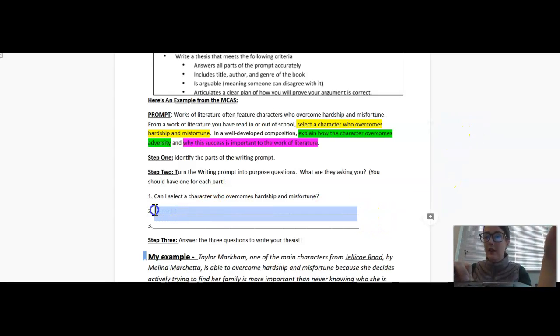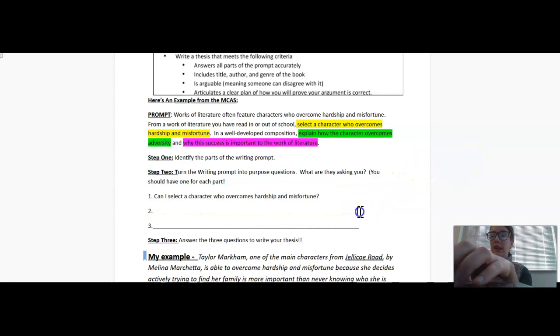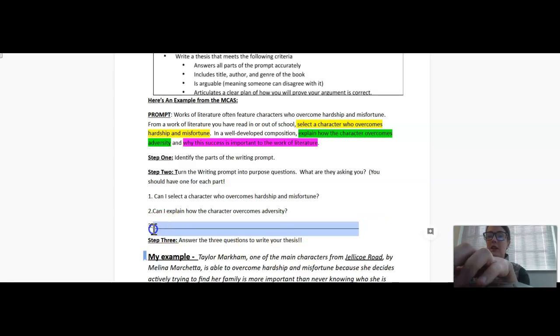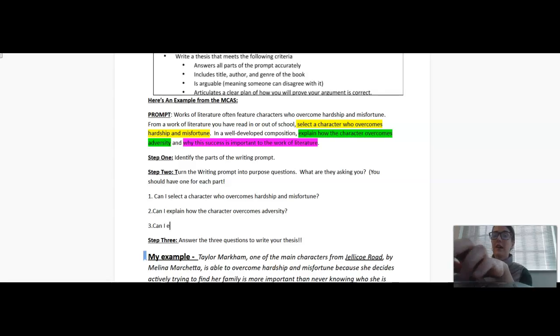The next one is related to what we see in green. Can I explain how the character overcomes adversity? And that's my next purpose question. And the last one from the pink color is, can I explain why this success is important to the work of literature?